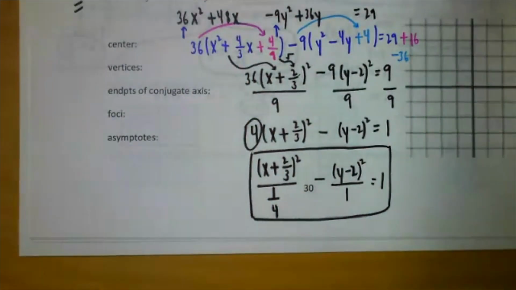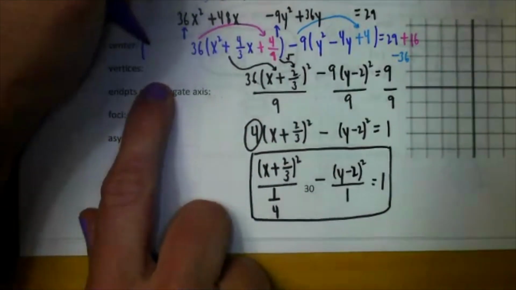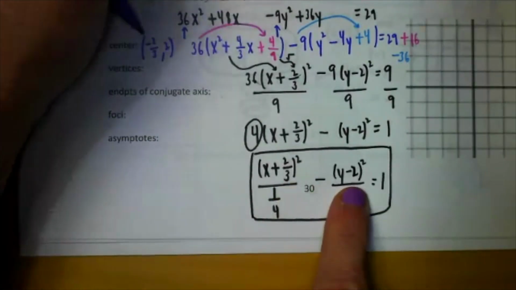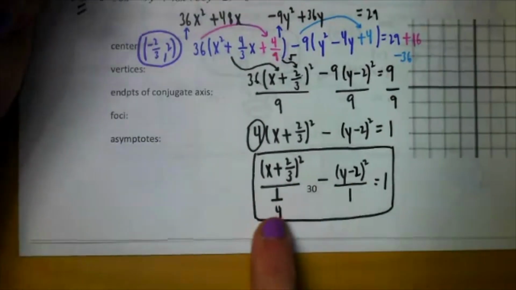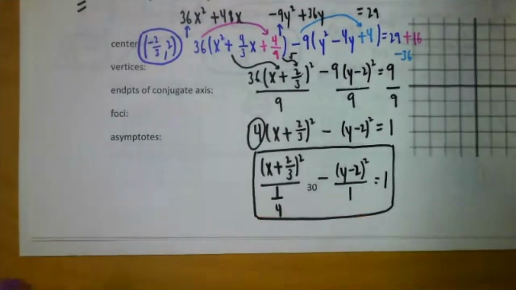So we'll try it. Center, numerators, let's see. We've got -2/3 for the x and then 2 for the y. We'll put that on the picture in a second. Vertices, maybe I should start listing a squared, b squared, or a, b, and c, I should say. So a squared is 1/4.